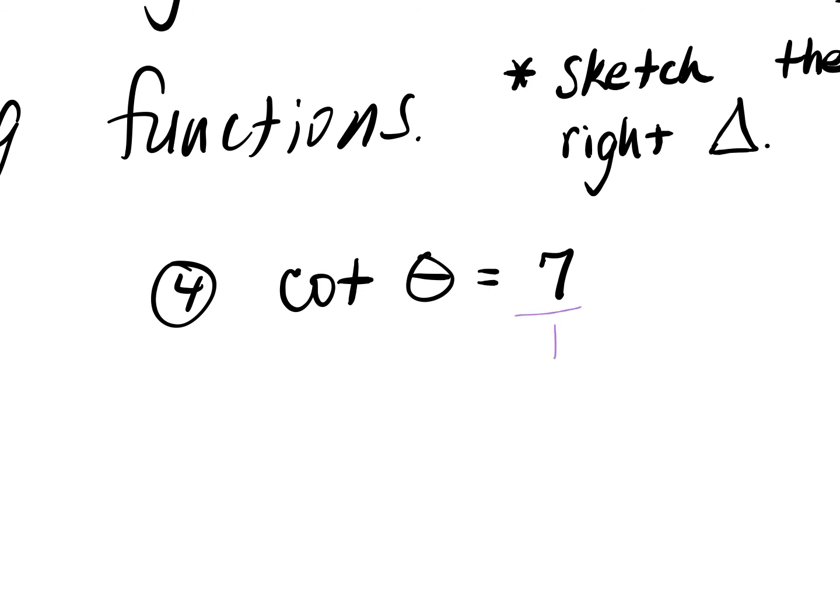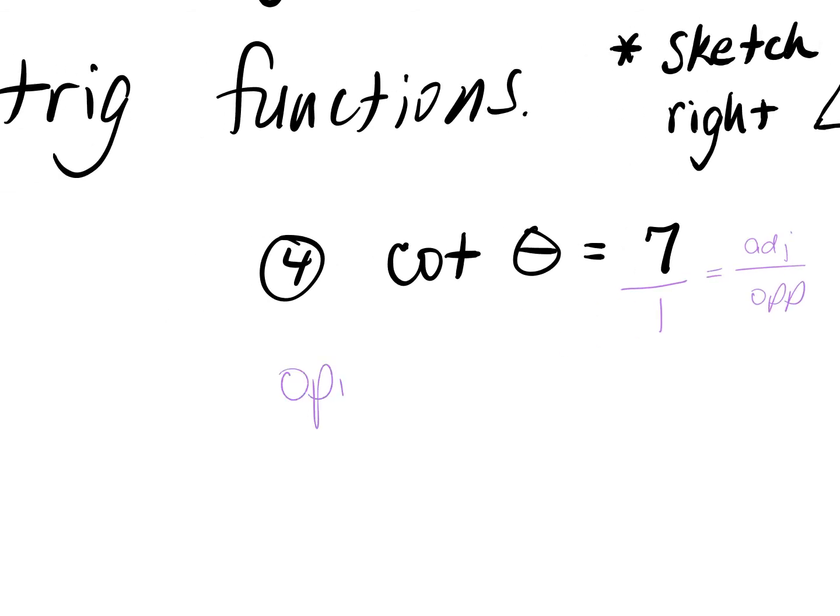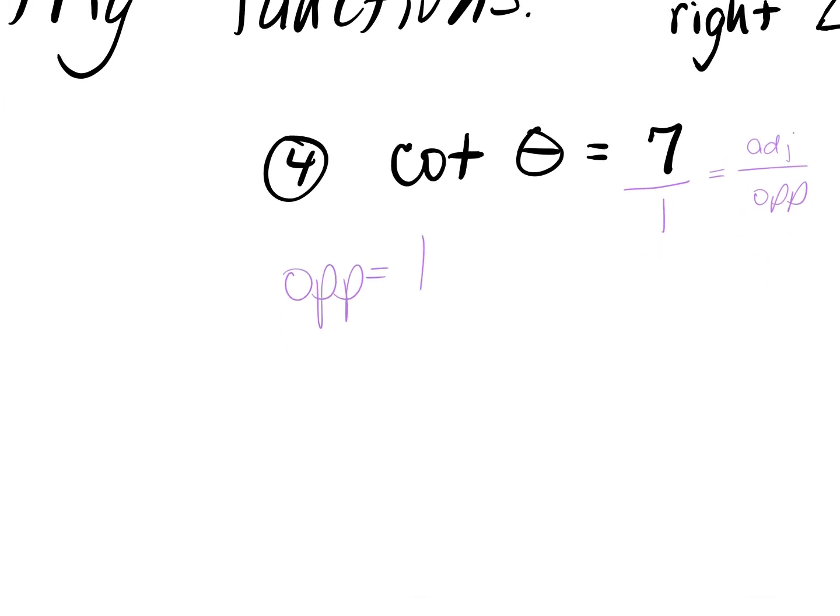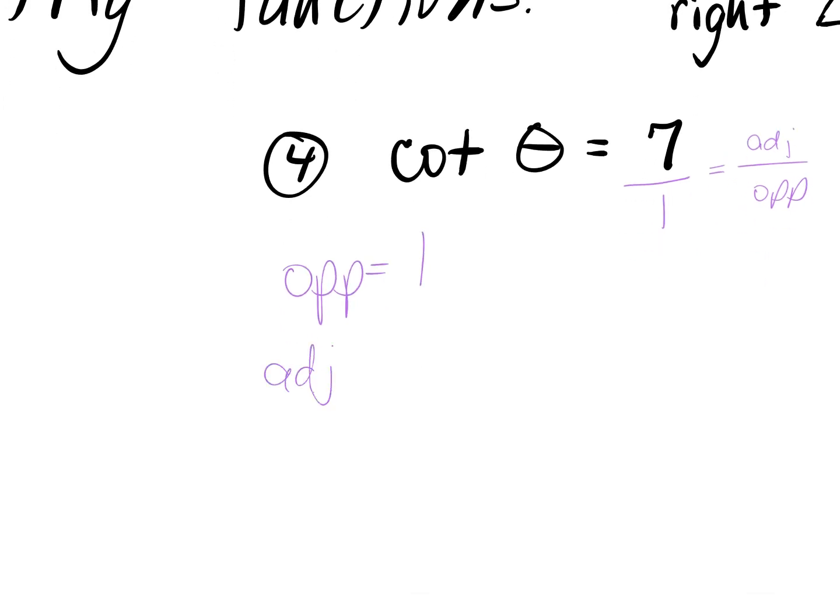So now think of what cotangent gives you. Cotangent is what over what? Adjacent over the opposite. So you already have 2 things. I always write opposite first. I don't know why, I just do. So opposite is 1, adjacent is 7. What am I looking for? My hypotenuse. Do I know a theorem that, given 2 sides of a right triangle, I can find the third side?